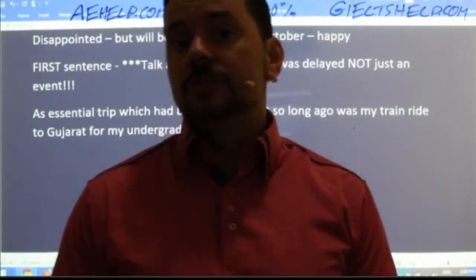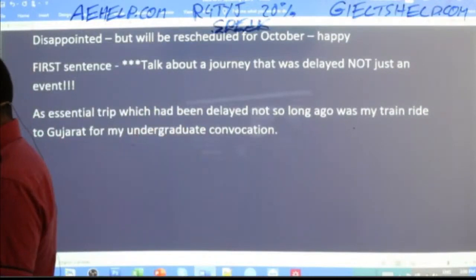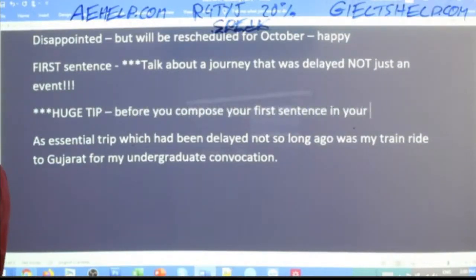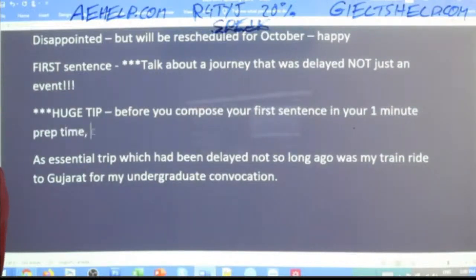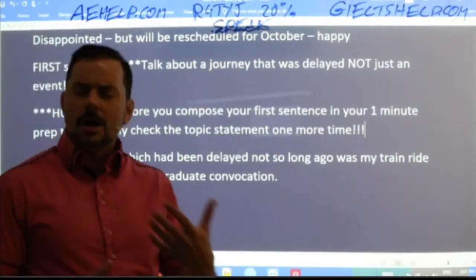Always pay attention to that topic sentence. So here's a little tip, and this could really save you in the speaking of the IELTS exam. Okay, so this is a huge tip. All right, before you compose your first sentence in your 1 minute prep time, quickly check the topic statement one more time.